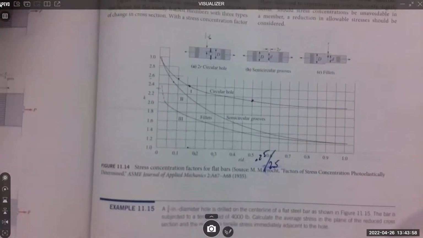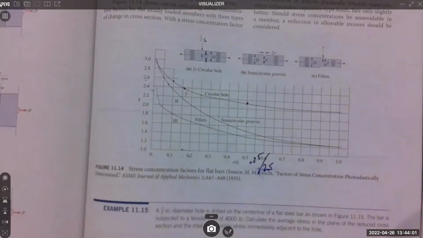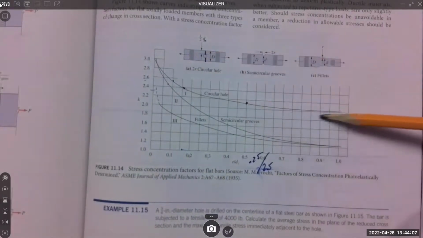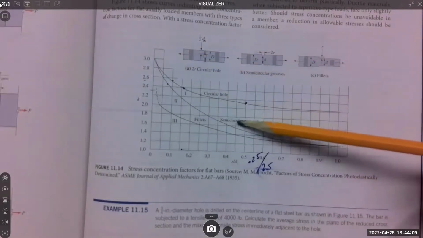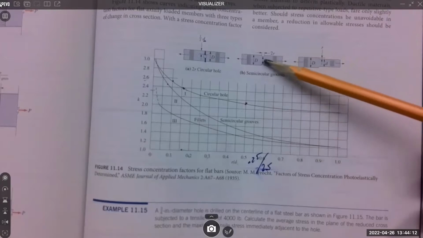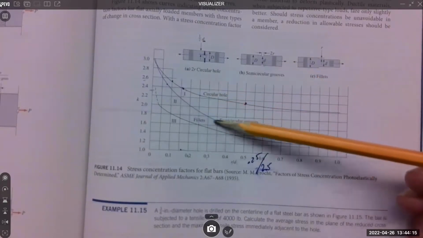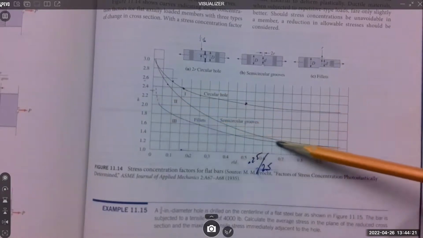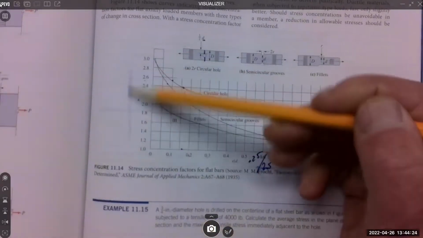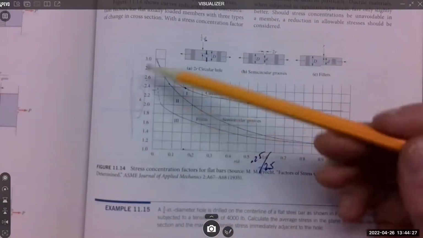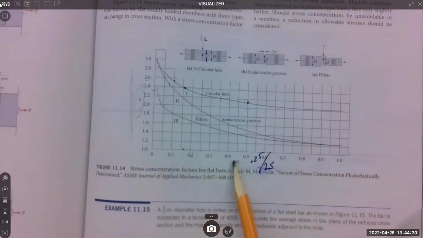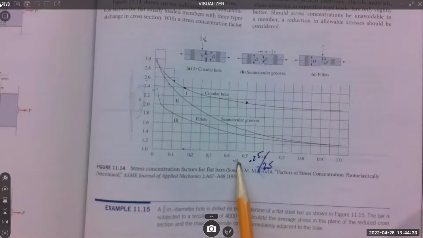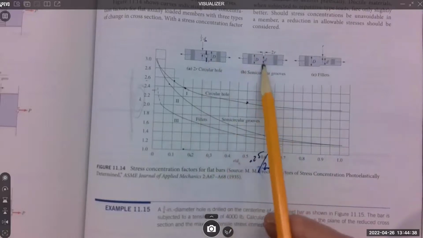Let's talk through this graph, which is not as complicated as it looks. If we're doing a hole, you find your hole curve. This is the hole curve. If you're doing semicircular grooves, that's this graph. And if you're doing reduction in area with some fillets, that's this graph. We have K's going up here on the vertical axis, and the horizontal axis is the R to D ratio. You get R and D from these drawings.